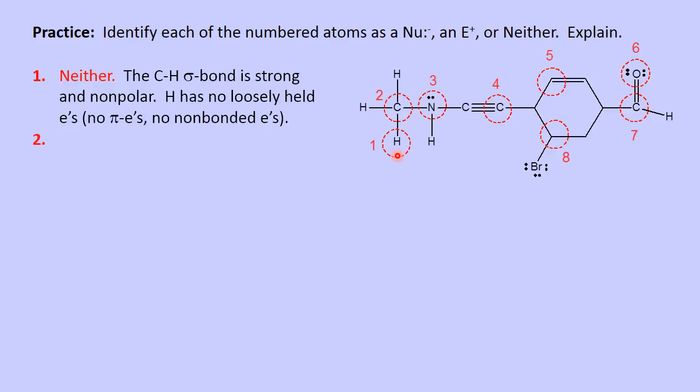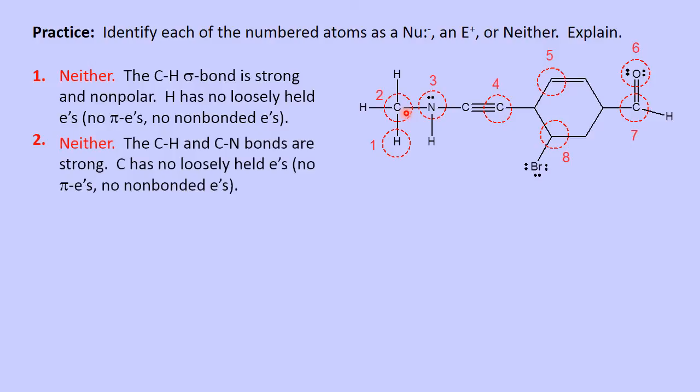Okay, how about number 2? This carbon in the methyl group. Turns out that it is neither electrophilic nor nucleophilic. Now, the carbon to hydrogen bonds, we've already discussed, they're strong sigma nonpolar bonds. The carbon to nitrogen bond is also a strong bond, although it is polar. This carbon does have some electron deficiency. But in order to accept a pair of electrons, it would have to break this bond and produce a very reactive amide species, which would be difficult to do. So it's really not very reactive as an electron acceptor, nor does it have any loosely held electrons. It has no pi electrons, no non-bonded electrons, so it's really not going to be an electron donor either.